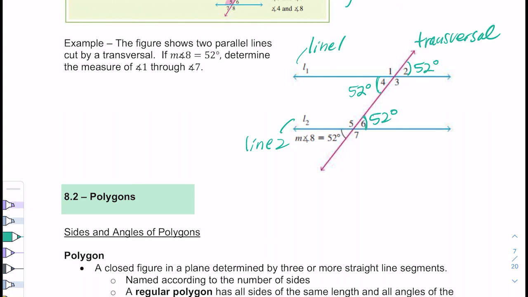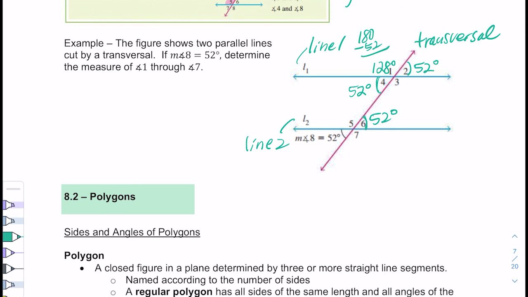Now, how do I find my other angles? Well, remember that if you have a straight line, there's 180 degrees. So if I'm looking up top at angle 1 and angle 2, they have to add up to 180 because they're sitting on a straight line. So to figure out angle 1, I'm just going to take 180 and subtract 52. And that's going to give me 128 degrees.